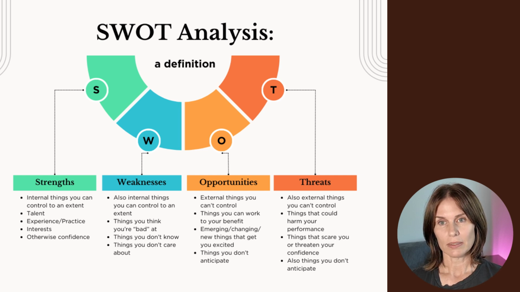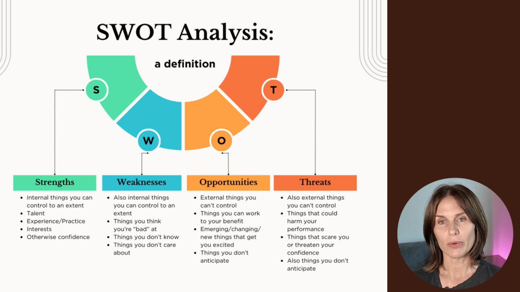Next are weaknesses, the W in SWOT. These are also internal items that you can control to a certain extent. They include the stuff you think you're bad at, but you can actually work on, the stuff you don't know, but you can either learn or outsource to someone who does, depending on your resources, and finally, your level of engagement, or the extent to which you care about and are invested in the goal you're trying to reach.